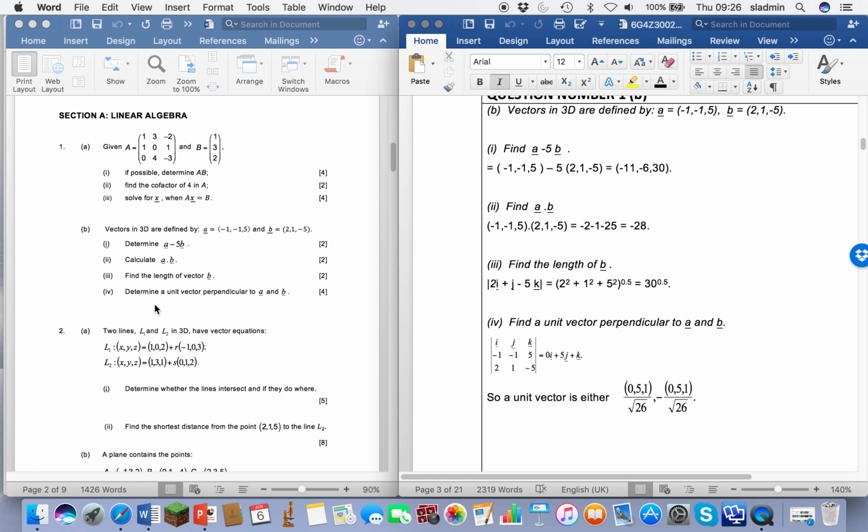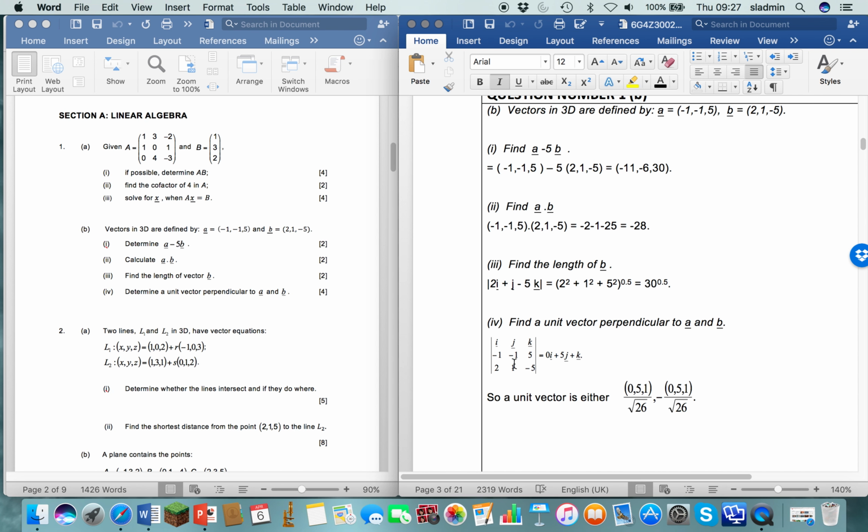The final part of the question, we want to determine a unit vector perpendicular to A and B. So we need a cross product. To find a cross product, we find this determinant. And remember, it's important that you put the vector A in the second row and the vector B in the third row. So we find this 3 by 3 determinant.